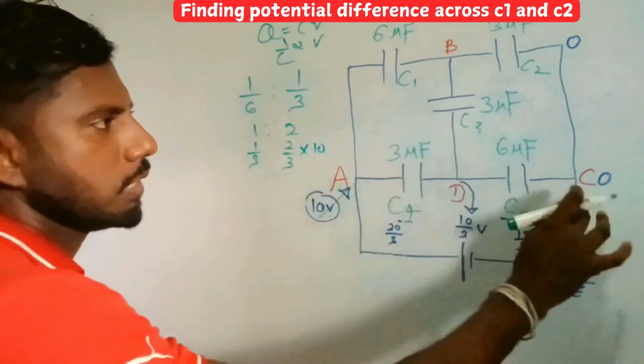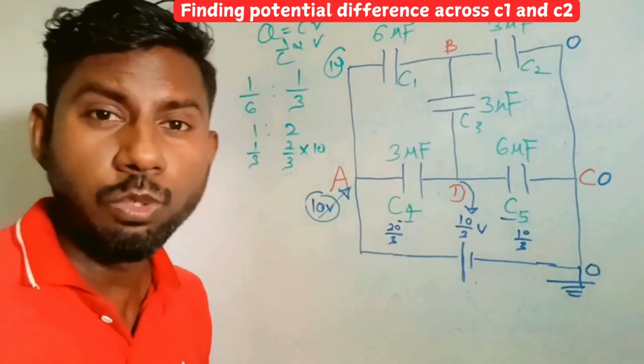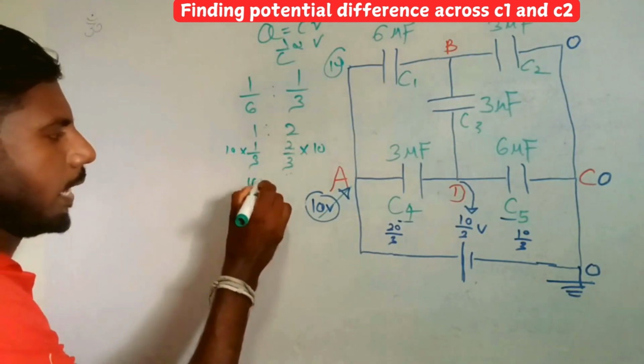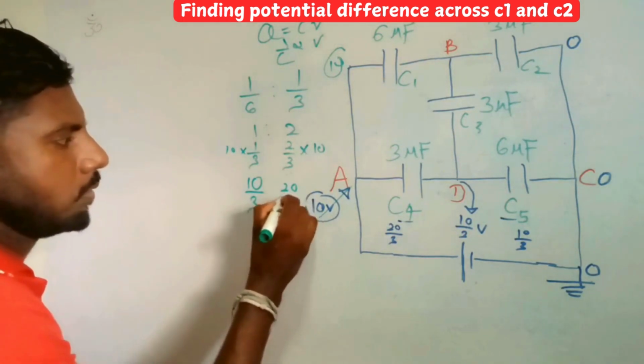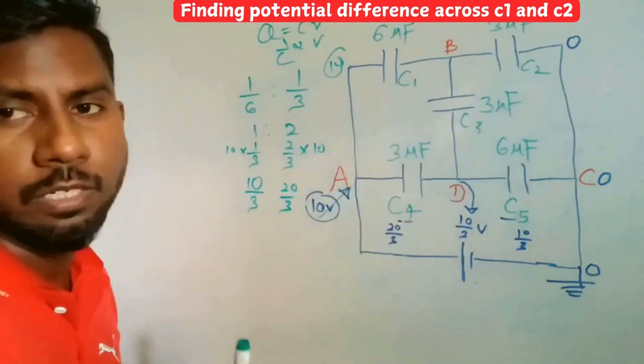Again the potential difference here is 10. So the potential difference across these two, that is also 10. Now we know that. Right. Let's multiply it by 10. So again we are getting 10 over 3 and 20 over 3. So here we get 10 over 3, here we get 20 over 3.